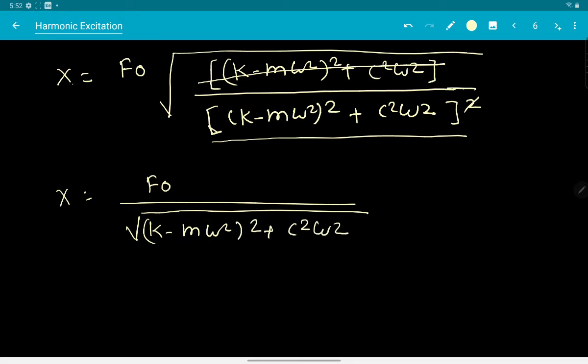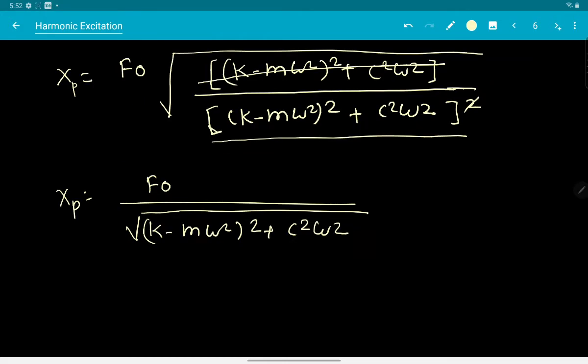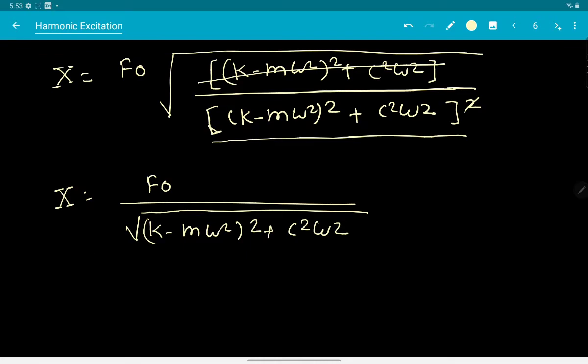This is xp, obviously we are considering only the particular integral. So this is the amplitude of the particular integral, which we are writing as capital X. Please ensure that this is capital X and not the small x. Amplitude of the particular integral. So let me ensure that it looks different. Okay, so this is what this is. And what will be phi?